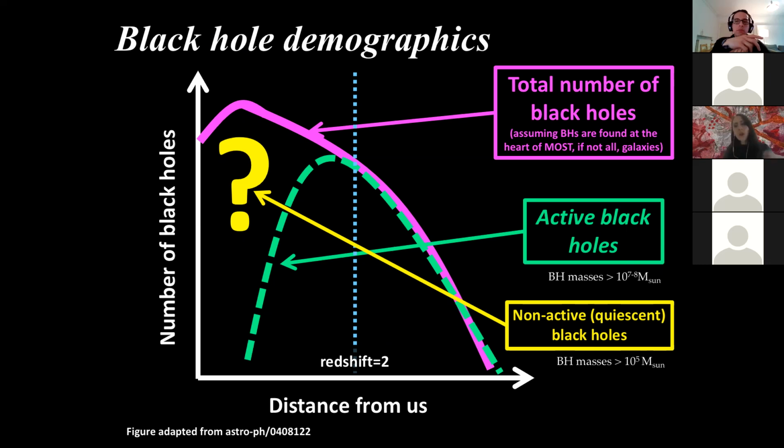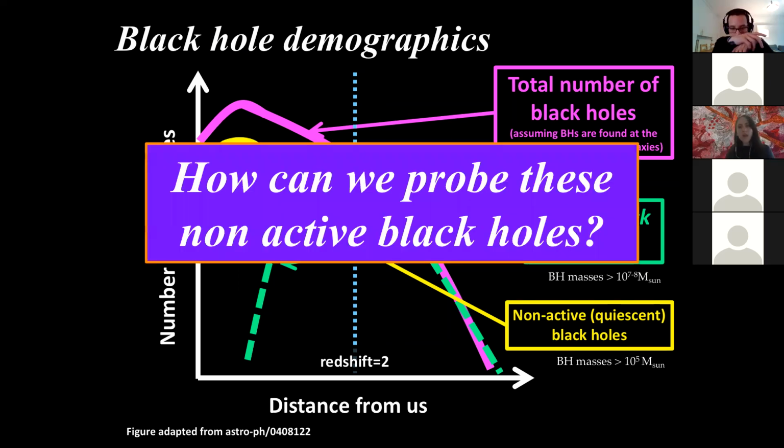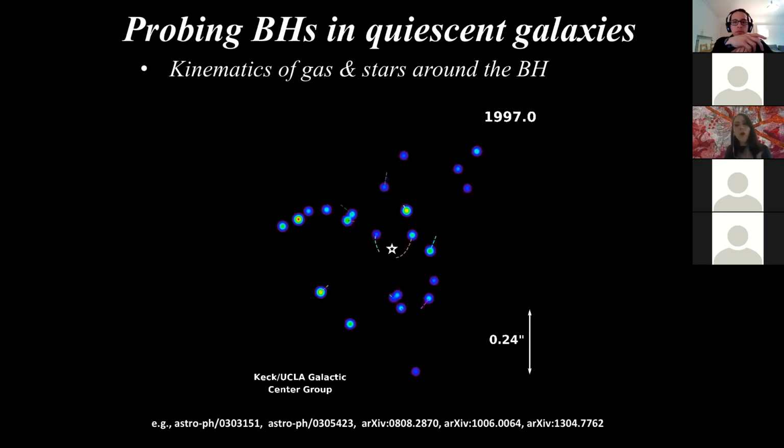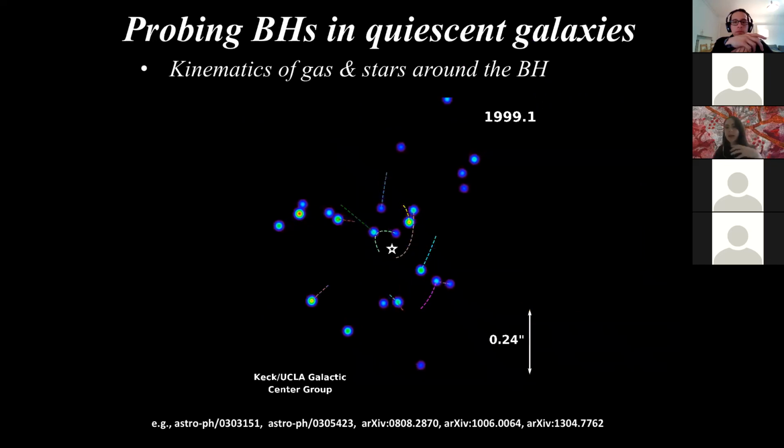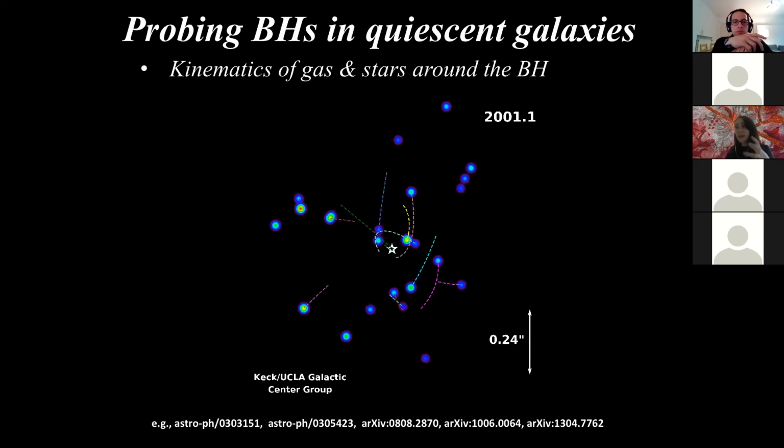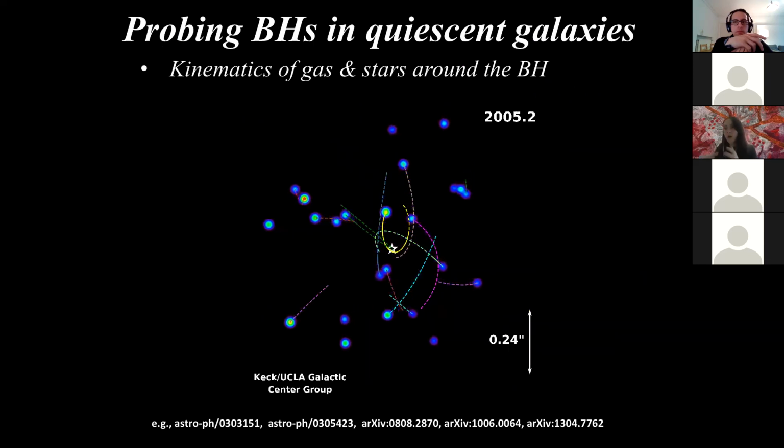And so if these quiescent black holes are a non-negligible fraction of the whole black hole population, then how does one actually detect the black holes in these quiescent galaxies if they don't show the same properties as their more active cousins? Well, one way that we can do this is by studying the kinematics of the gas and stars at large distances, but that are still within the sphere of influence of the black hole itself.